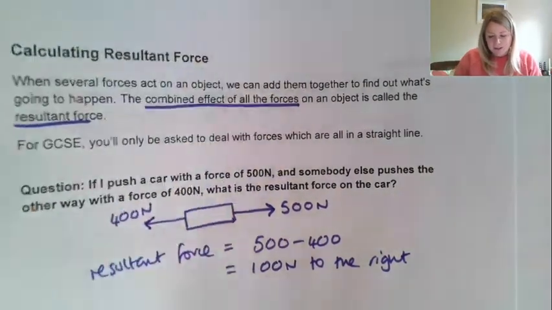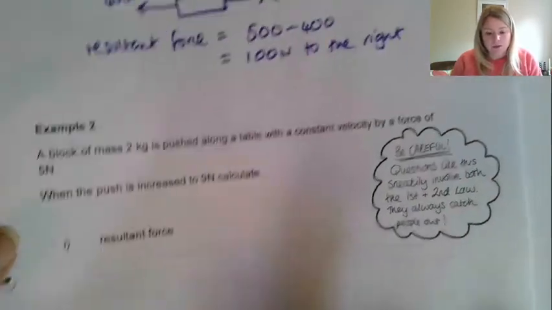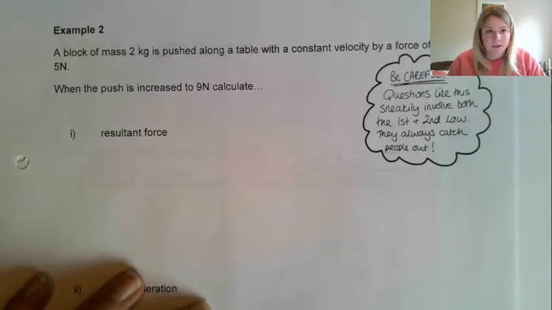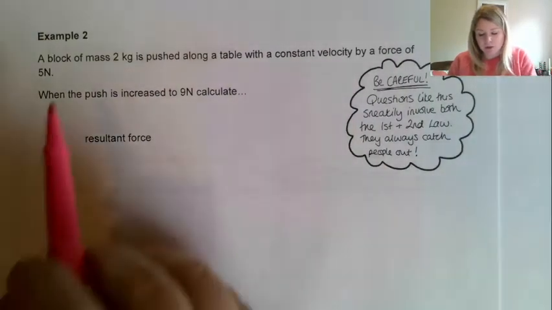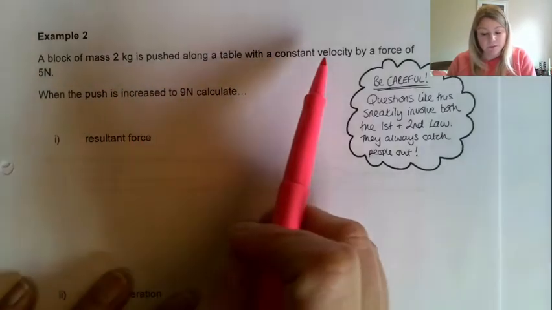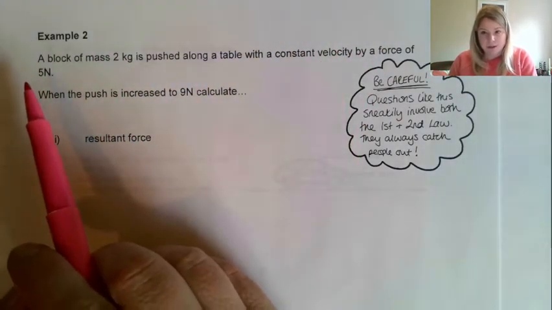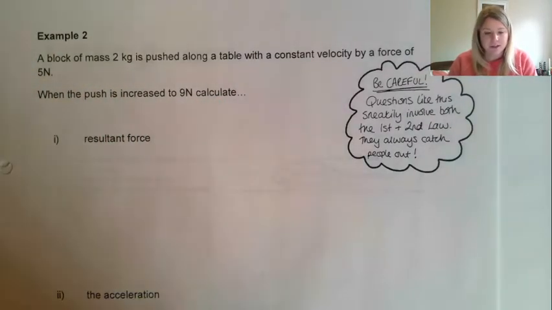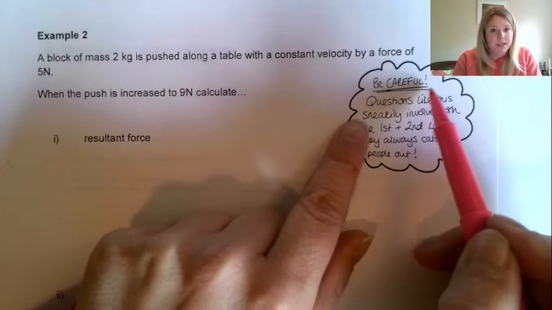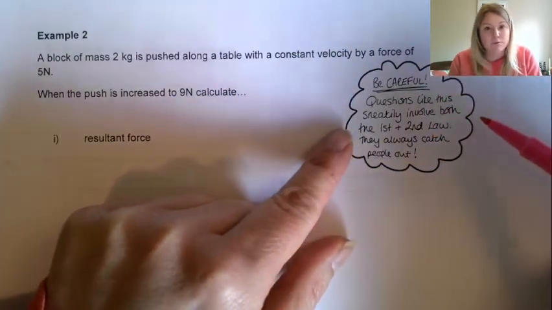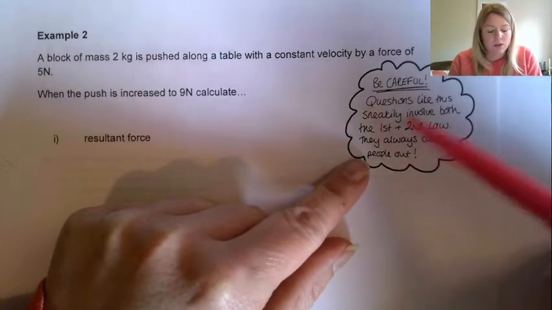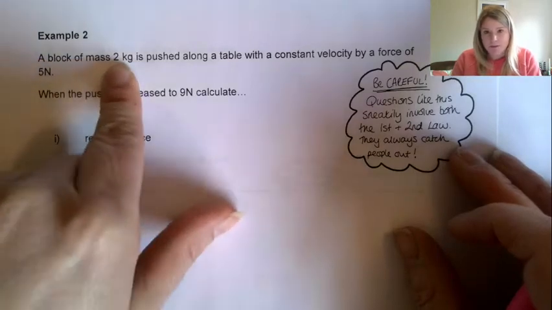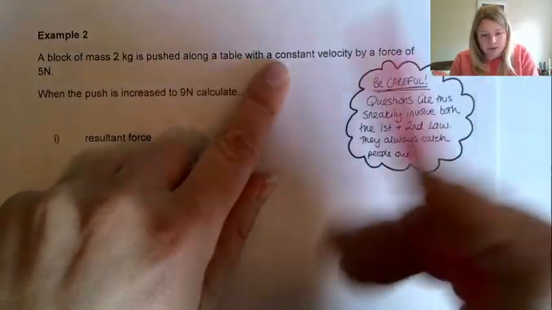Now, this example 2 is one of those wee sneaky ones. So we've got a bunch of extra stuff to write in here. Let's look at it. A block of mass 2 kilograms is pushed along a table with a constant velocity by a force of 5 newtons. When the push is increased to 9 newtons, calculate the resultant force and then the acceleration. I've said here, be careful. Questions like this sneakily involve both the first and the second law, and they always catch people out. So let's look at it again. A block of mass 2 kilograms is pushed along a table with a constant velocity.